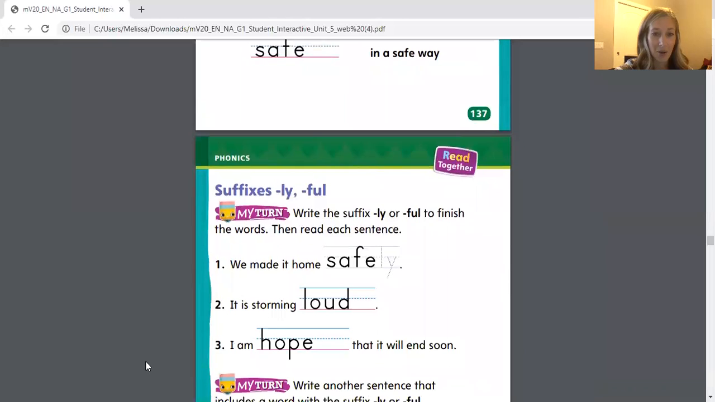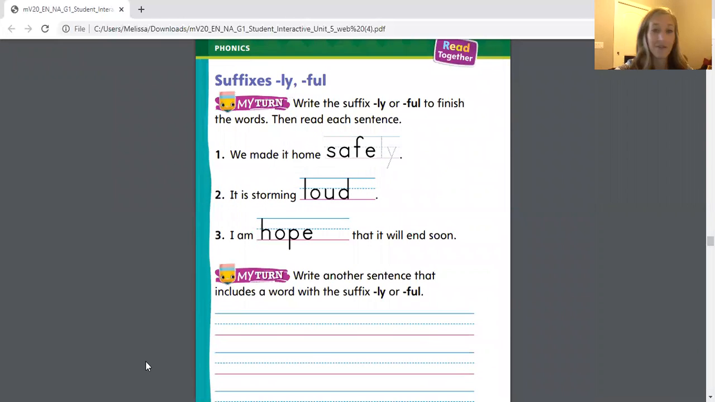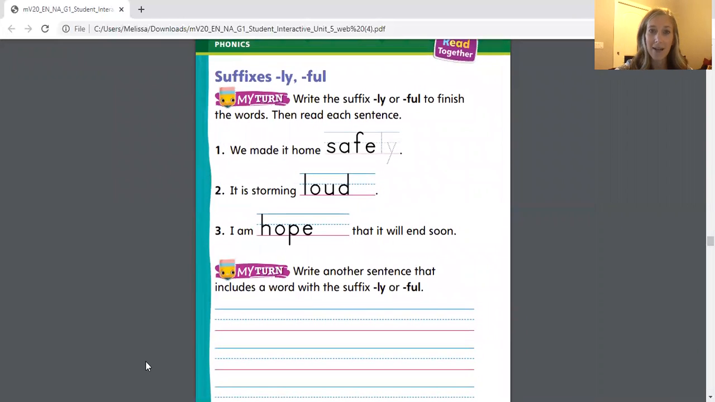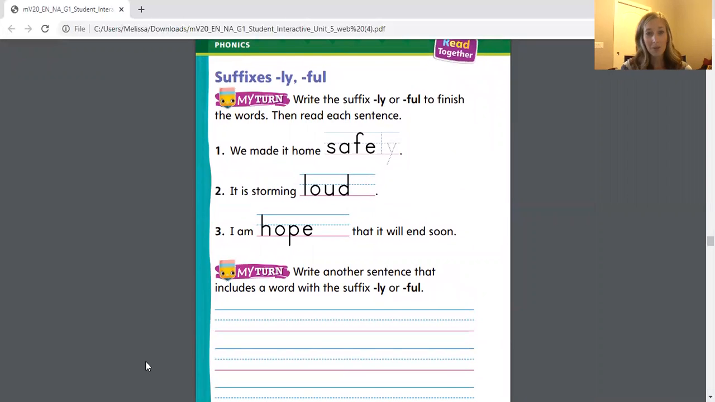Okay, you guys, we've got 1 page left together, and then we are finished with our phonics work for the day. On this page, we're doing pretty much the same thing. We are going to write the suffix ly or ful to finish these words and then read each sentence. The first one's been done with you. Trace that suffix ly. The first one's been done for you. We made it home safely. Add your ly. It is storming.